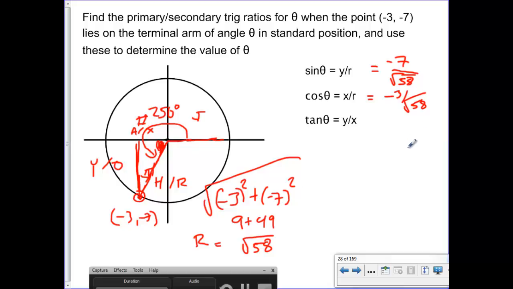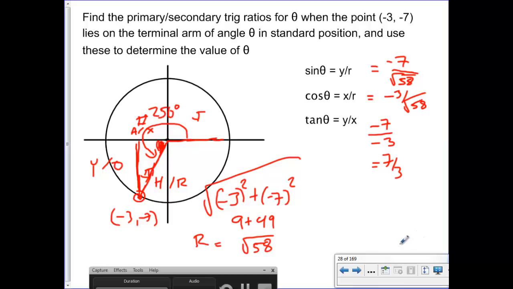And then tan is going to be opposite over adjacent, or y over x. So that would be negative 7 for y over negative 3 for x. If you have two negatives though, positive. Yeah, so you can just call it 7 over 3. That make sense so far?